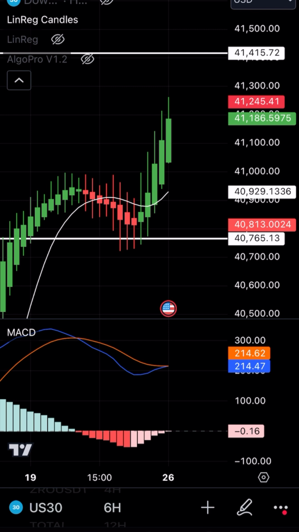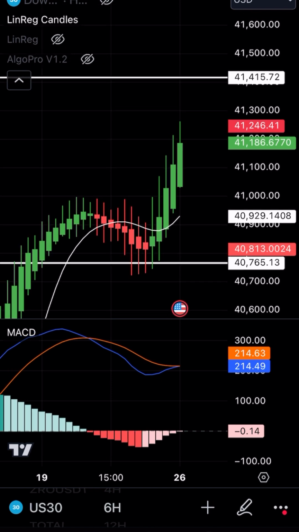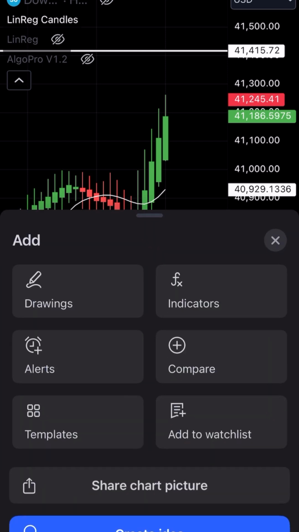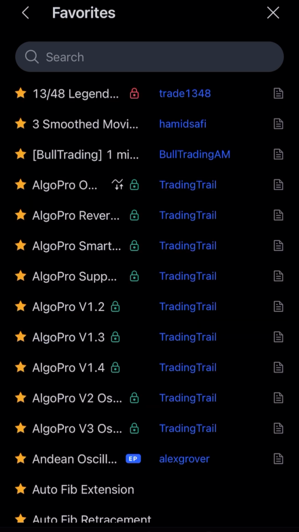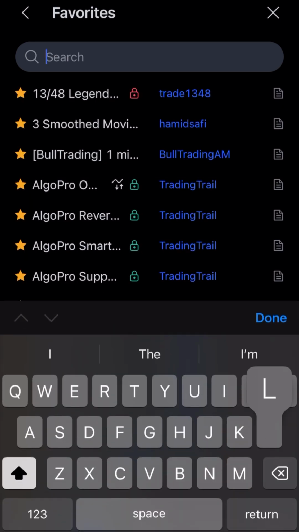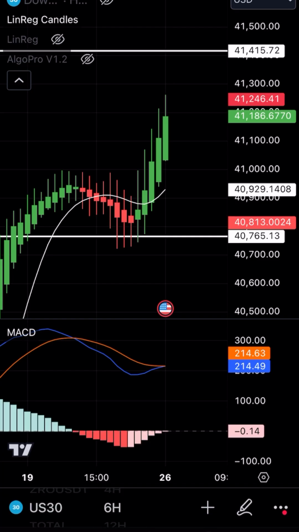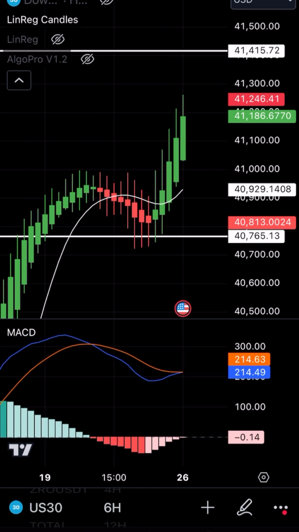Because the trend is up, that's what we're going to be focusing on. There are two indicators I load up here. The first is linear regression candles, and I've made videos on this too. You go to your favorites and pick linear regression candles, and once you have that on there, you hide your regular candles. Then you're also going to need MACD.